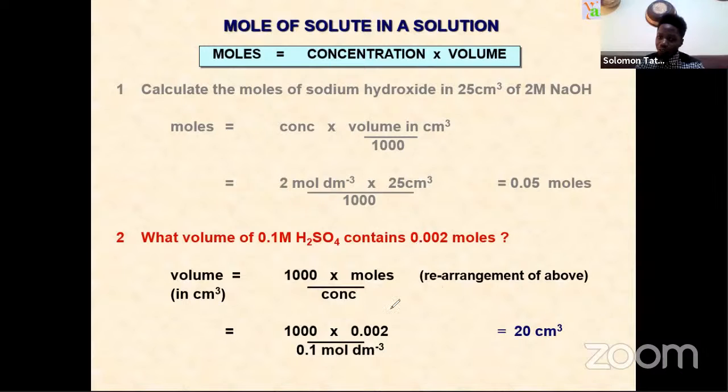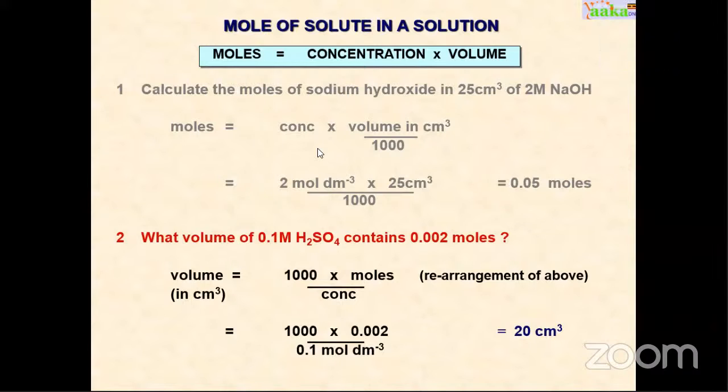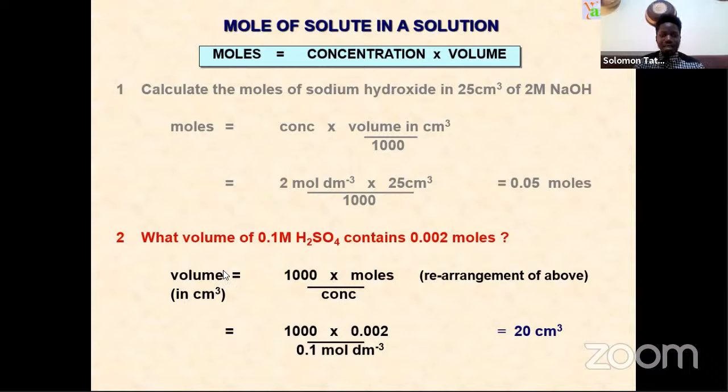Is there any confusion here? Are you guys confused, or have you understood what I've done there? Teacher, if we are finding the volume, are we supposed to multiply by 1,000? Is it a must? Like I've explained, it depends on how you want to find that volume.